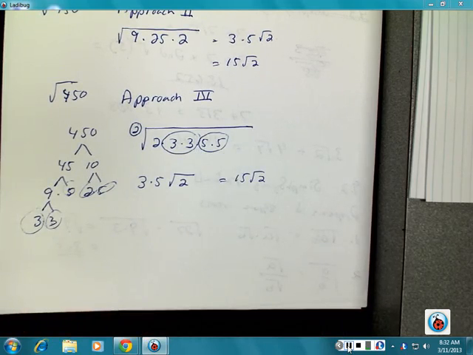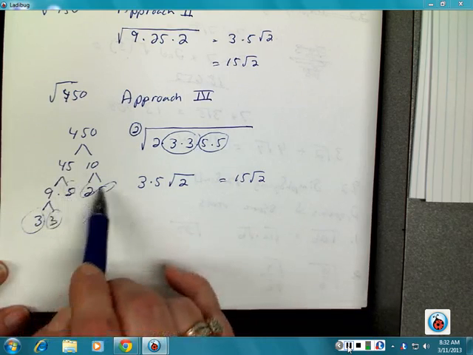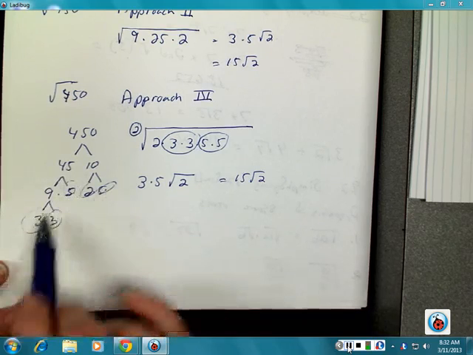I was going to ask how come you didn't take the 45 and 10, but then I got it because they have little tree branches off. Yeah, because 45 branches down to 9 times 5. And 10 branches to 2 times 5. You want to get these broken down all the way.